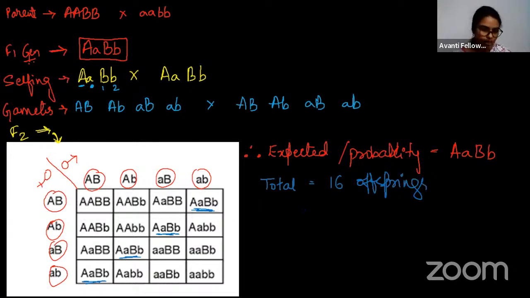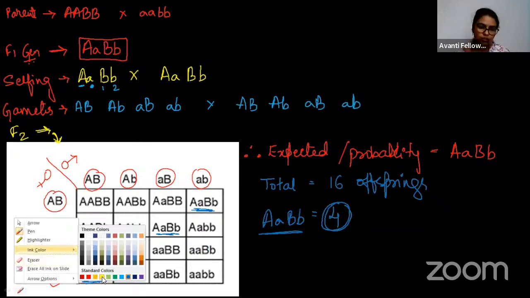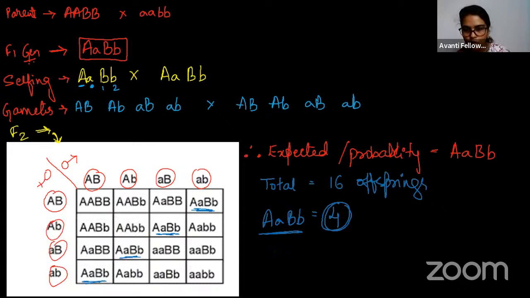4. How many did we get? We got the 4 numbers. So this is what we were looking for. So capital A, small b, capital B, small b is 4. So for this, what would be the answer? We can simply write, the answer for this question is 4 by 16. 4 is because there are 4 probability offsprings, among how many offsprings? 16 offsprings. So this is the answer.